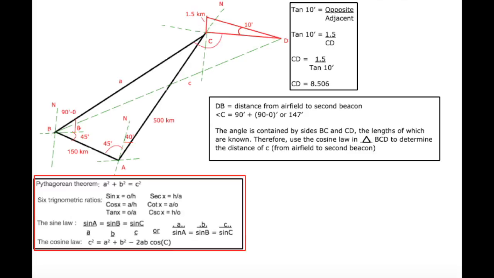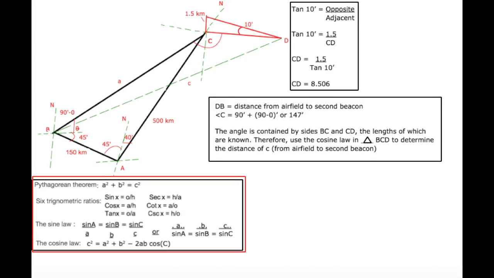Tan 10 degrees equals 1.5 over CD. Since you are solving for CD, you must multiply both sides by CD and isolate it. So CD equals 1.5 over tan 10 degrees. Therefore, the length of CD equals 8.506. Therefore, the aircraft is approximately 8.5 kilometers from the formation point.